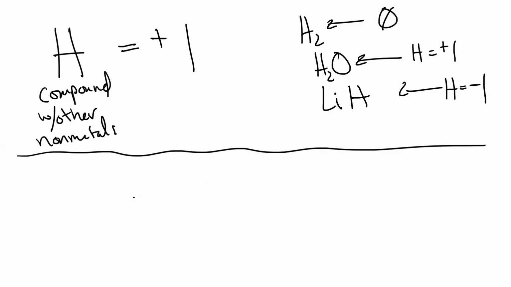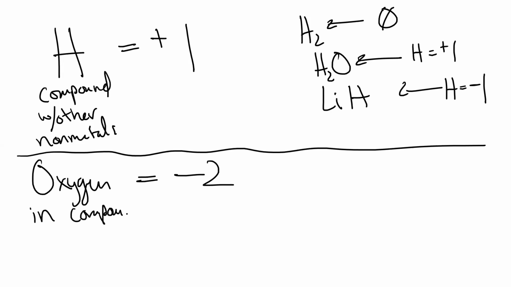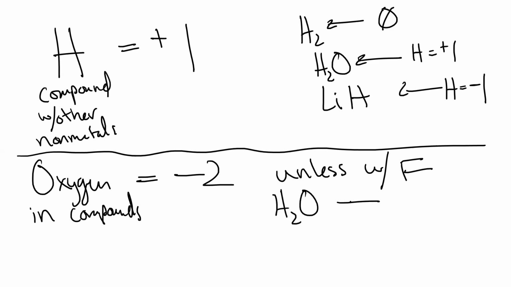Moving on. Oxygen is equal to -2 in compounds, with a few exceptions. Yes, there are some exceptions. However, it's equal to -2 unless with fluorine, essentially. In that H2O, oxygen is equal to -2, so on and so forth. Almost always oxygen is -2. Almost always hydrogen is +1.